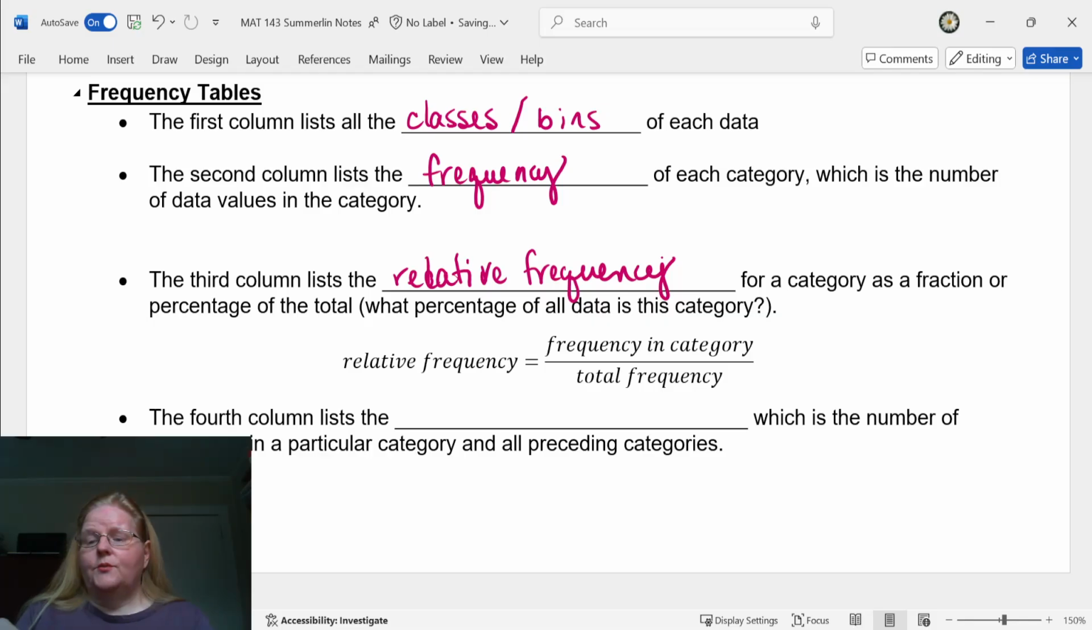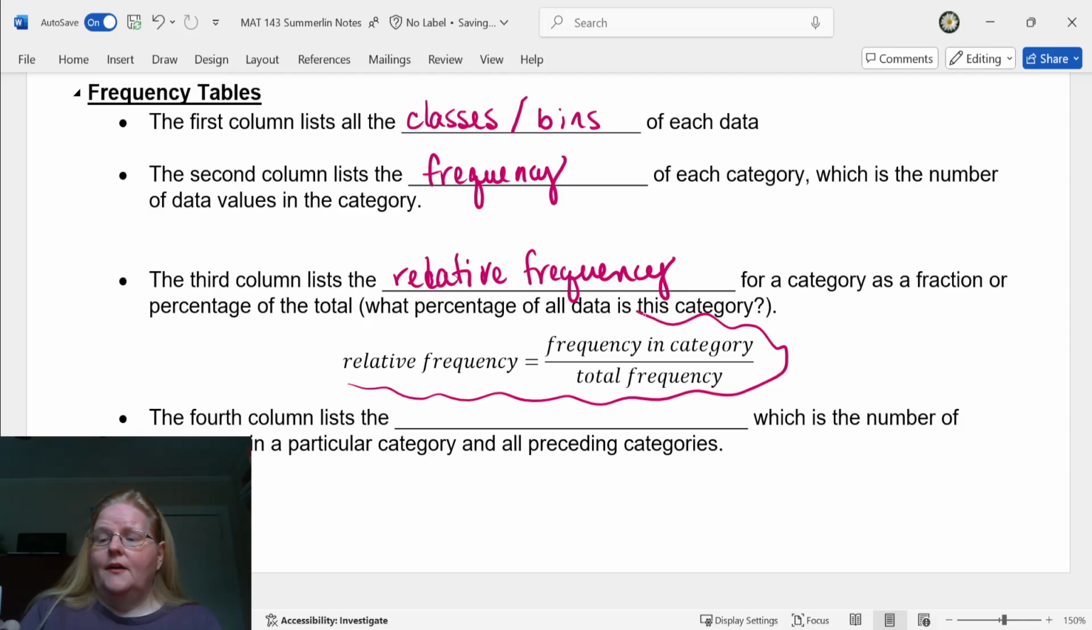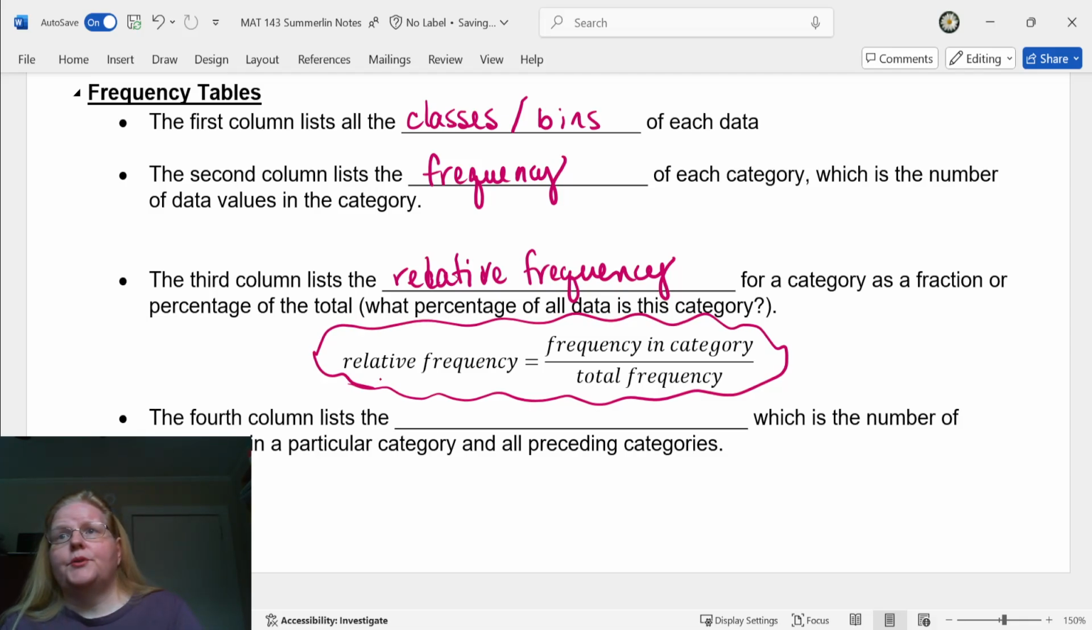The relative frequency has a formula. This is its lovely formula. Yes, you do need to know it. We don't give it to you any other place. You find the relative frequency by taking the frequency of that particular category and dividing it by the total. You'll get lots of practice, don't worry.